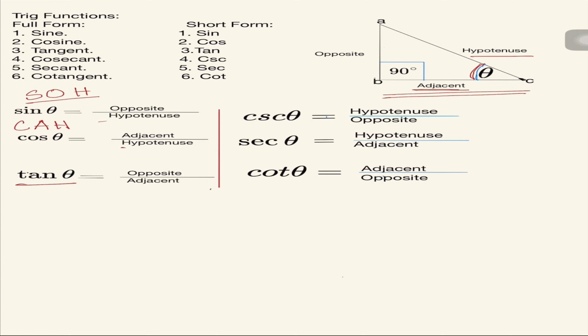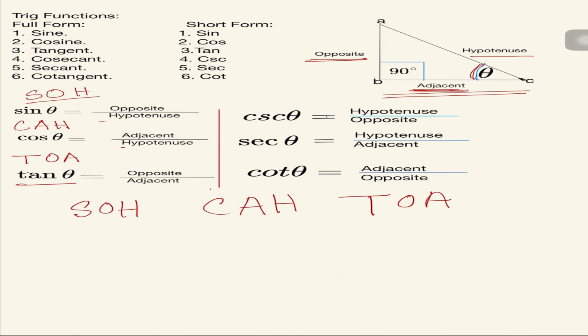For tangent, tan theta, we have opposite AB over adjacent, which is BC. So you can just write down tan is T, opposite is O, adjacent is A. So you see, if we write it down, we get SOH CAH TOA for sine, cosine, and tangent. We can just easily relate this.